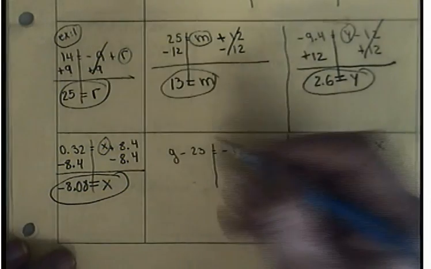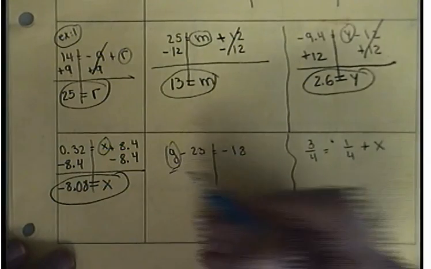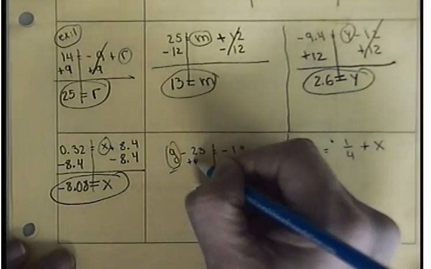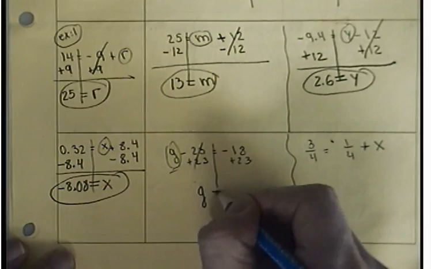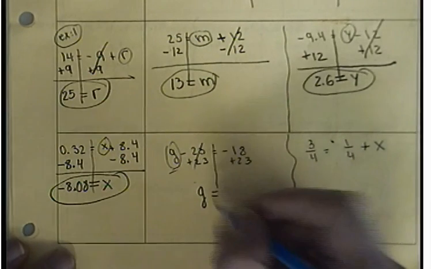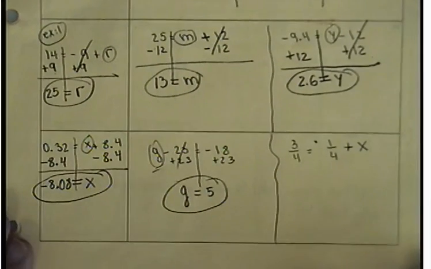For the next one, g minus 23 equals negative 18. We want g by itself, so plus 23, plus 23, those two cancel. G will be equal to negative 18 plus 23, which gives us 5. Alright, one more question here.